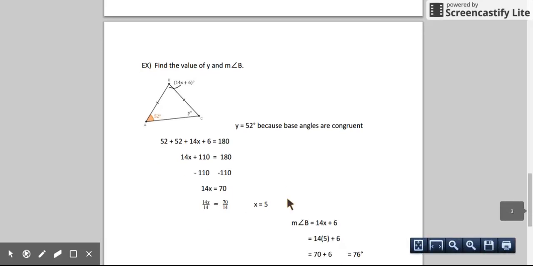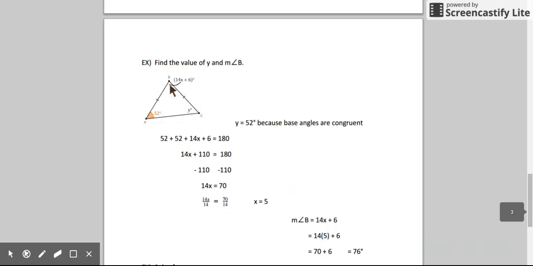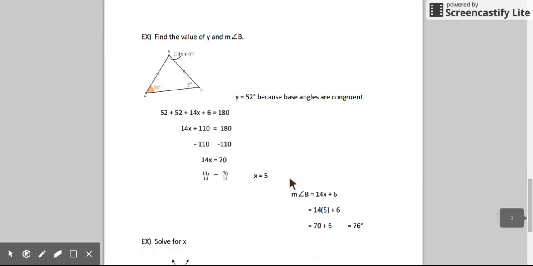So now that we know that x is 5, I can find the measurement of angle B by plugging 5 and substituting it back in for x. So 14 times 5 plus 6. 14 times 5 is the same as 10 times 5 plus 4 times 5. So 10 times 5 is 50. 4 times 5 is 20. Add those together, we get 70. And 70 plus 6 is 76. So the measurement of angle B is 76 degrees.